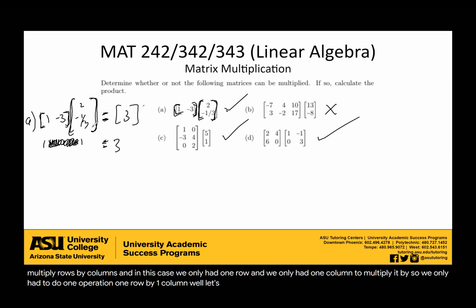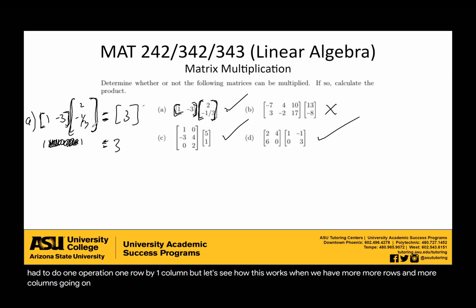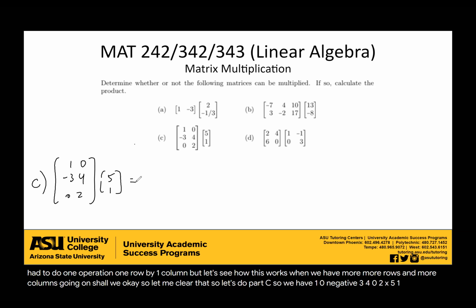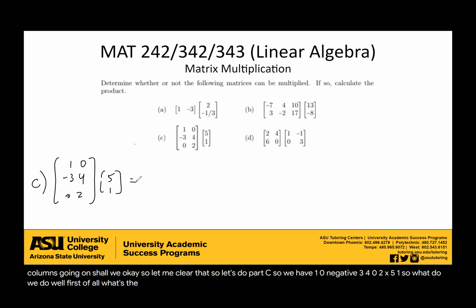But let's see how this works when we have more rows and more columns going on, shall we? Okay, so let me clear that. So let's do part C. So we have 1, 0, -3, 4, 0, 2, multiplied by 5, 1. So what do we do? Well, first of all, what are the dimensions going to be when it comes out?